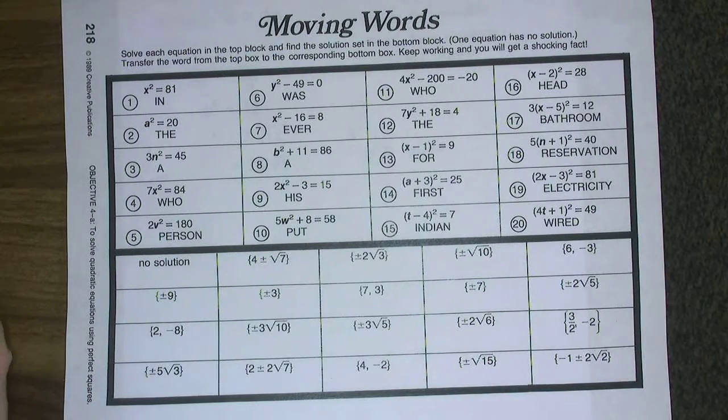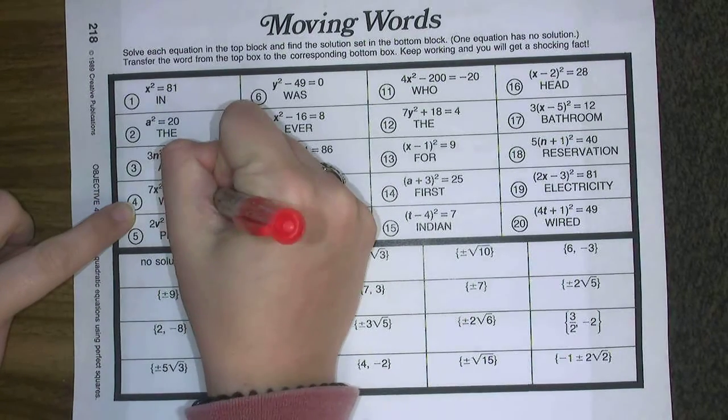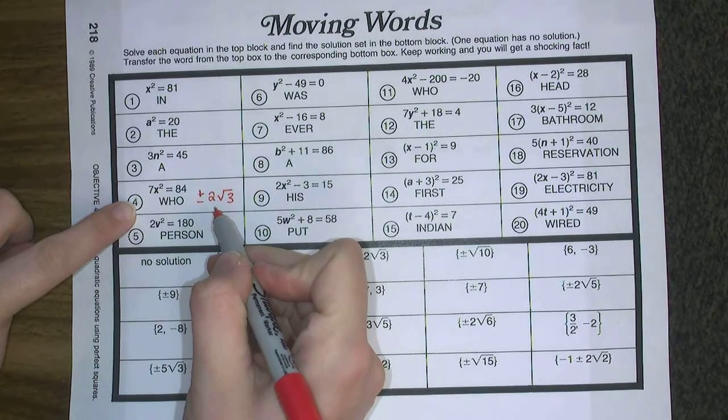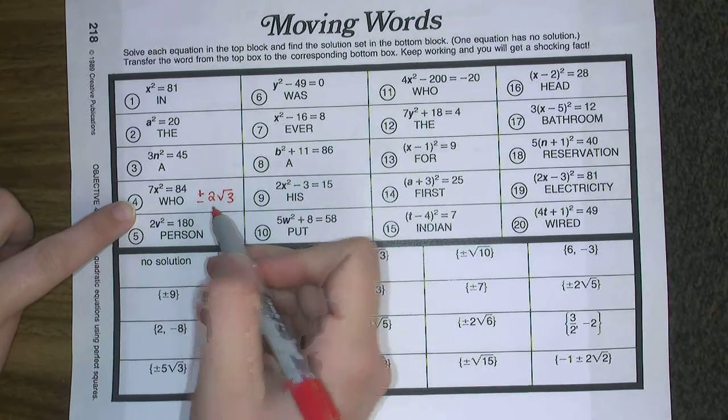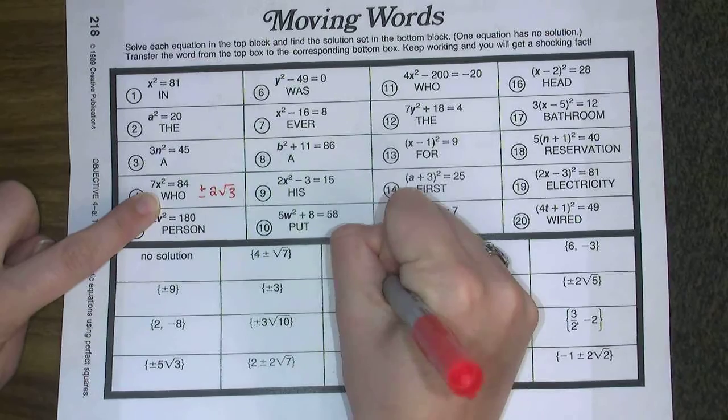So the way I want you to show your work for this one, and you have to do it this way or you will not receive full credit. So this was number 4, plus or minus 2 root 3. You need to write the answer in the box here, and then down here, you have to write the word. So the word is who?